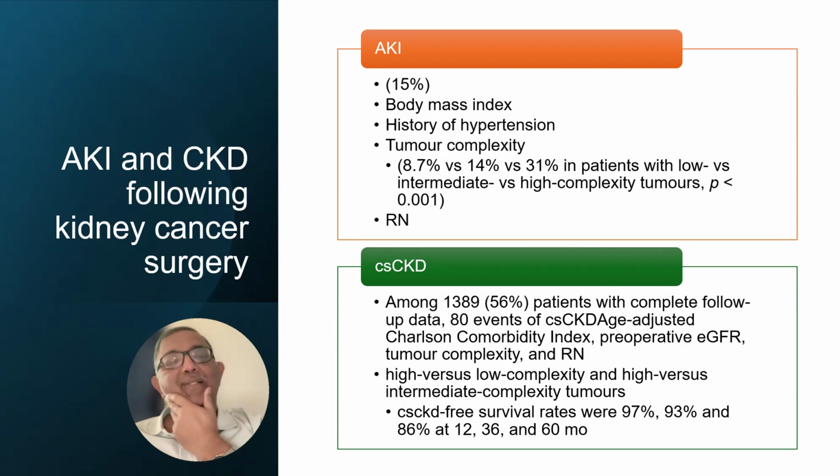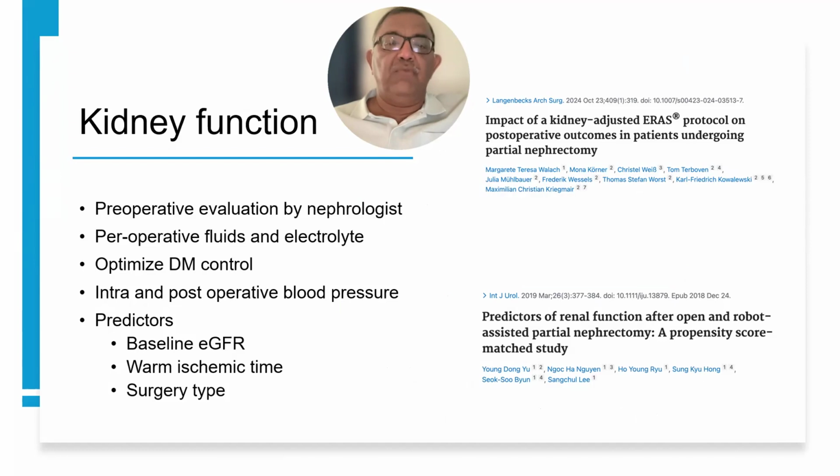Now, development of clinically significant chronic kidney disease is seen in up to 56% of patients, so development of AKI is one of the risk factors for developing CKD. It is seen more frequently in patients who have high complexity and intermediate complexity tumors rather than low complexity tumors. So kidney function preservation is one of the key factors to avoid long-term complications.